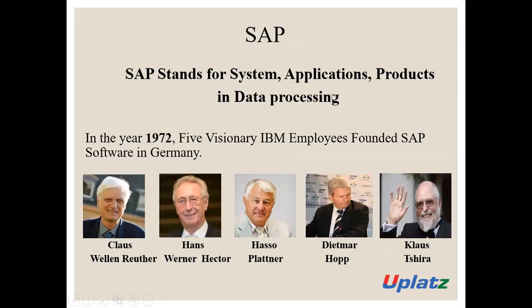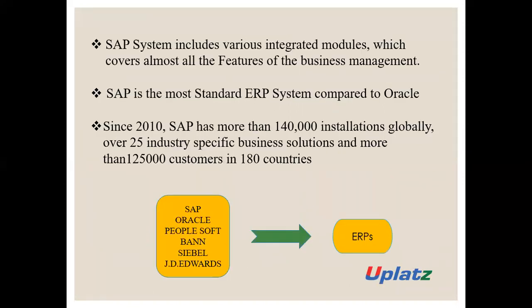So basically, SAP stands for Systems, Applications, Products in Data Processing. It was introduced in the year 1972 by 5 IBM employees who founded SAP software in Germany. These are the 5 IBM engineers who started SAP: Klaus Wellenreuther, Hans-Werner Hector, Hasso Plattner, Dietmar Hopp, and Klaus Tschira.